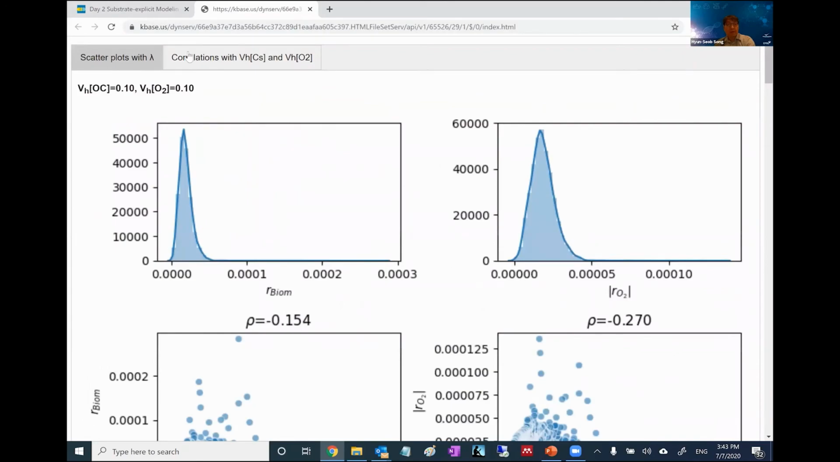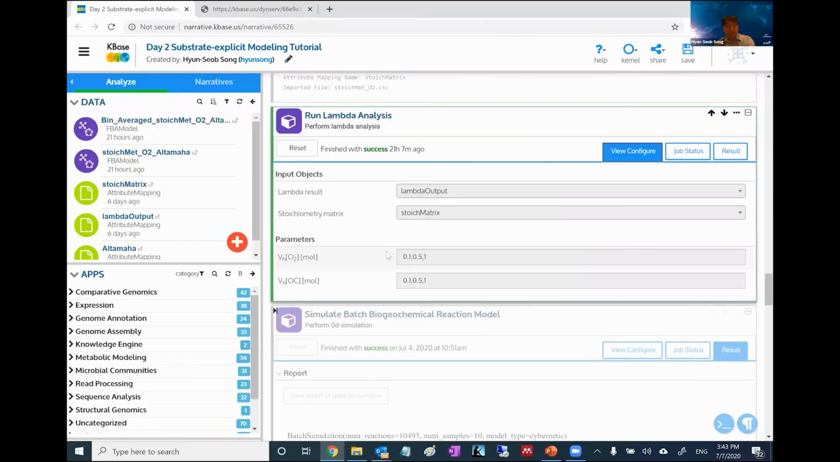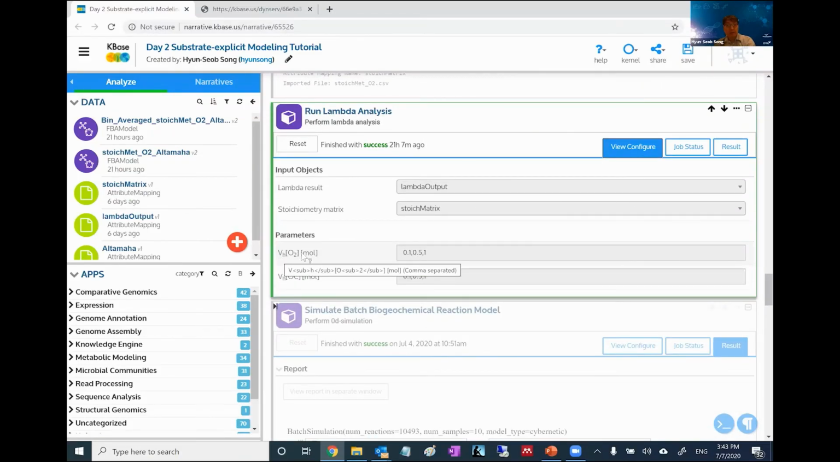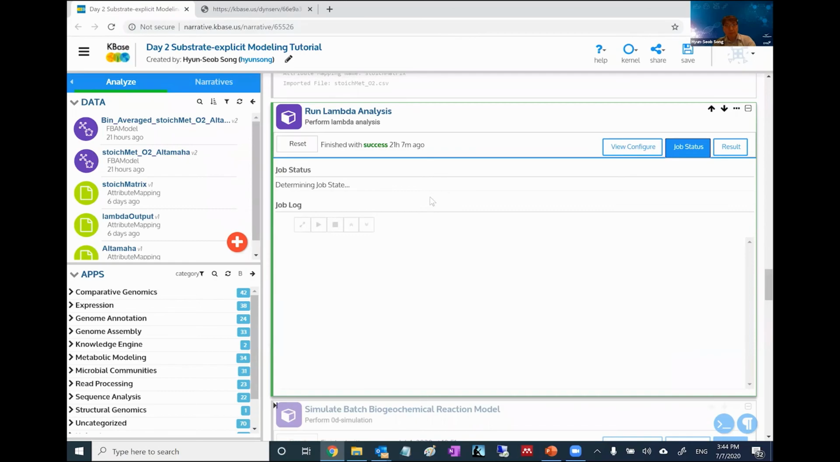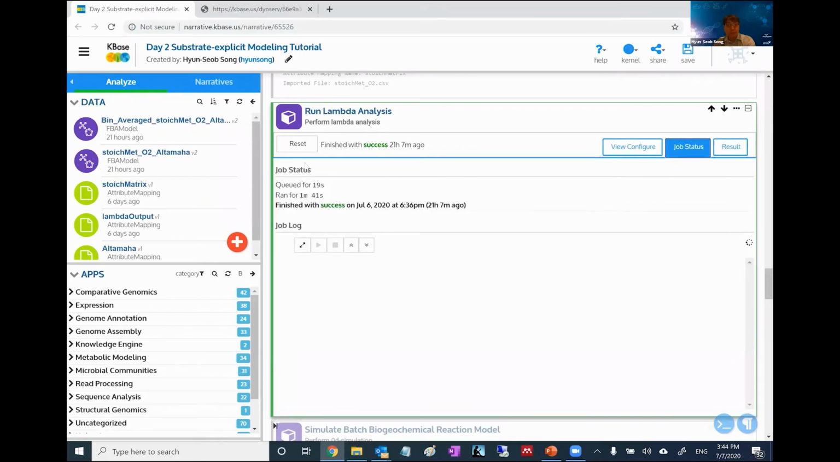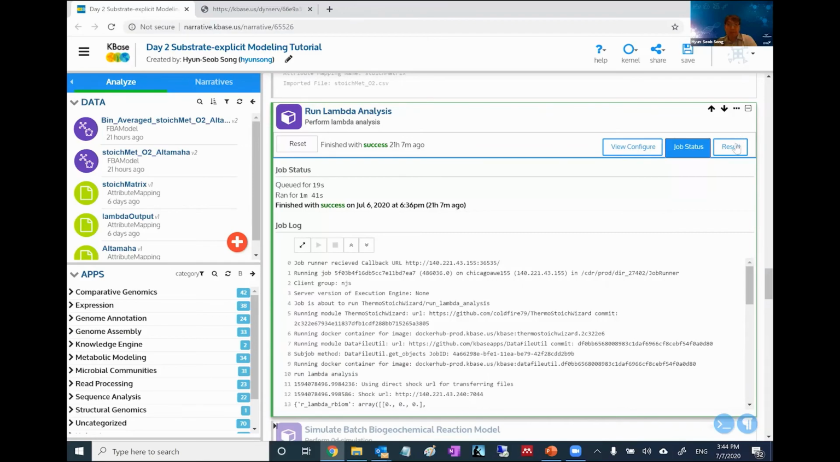Before that, I'll show how I set up my input parameters. This is a set of discrete points of VH times oxygen and VH times organic carbon. I put 3 distinct values: 0.1 as a strongly limited condition, 0.5 as moderately, and 1 as a weakly limited condition. But you can put more values, like 0.1, 0.22, 0.9, and 1. Whatever you want to put here, you can run. I don't remember how long it takes, but maybe not that long. Running this takes just 1 minute in this case, because in total there are 9 cases.